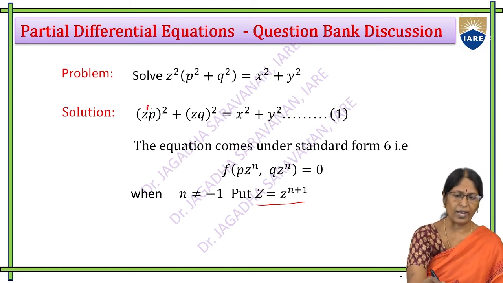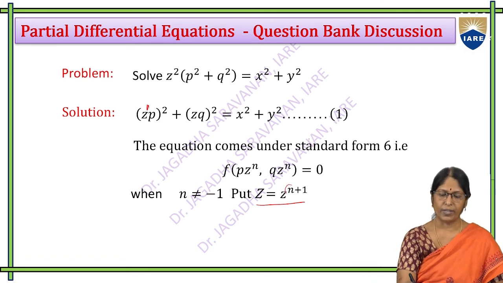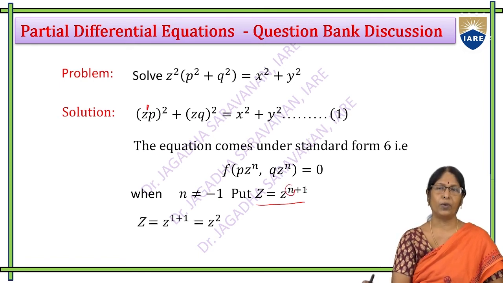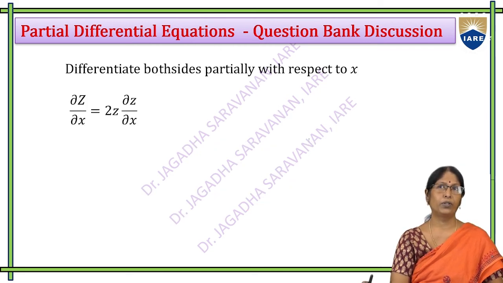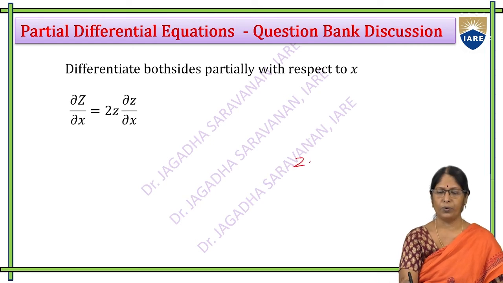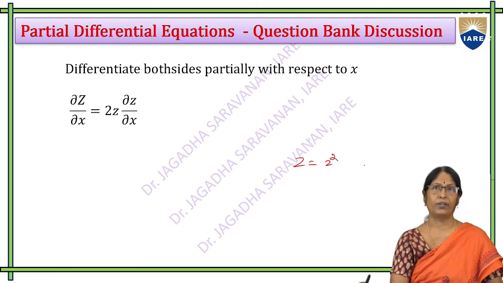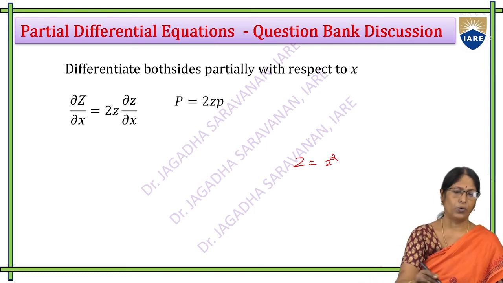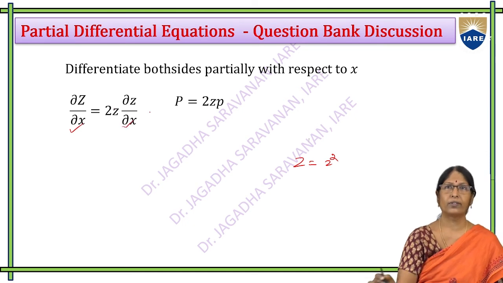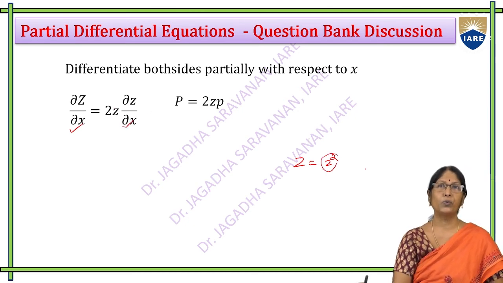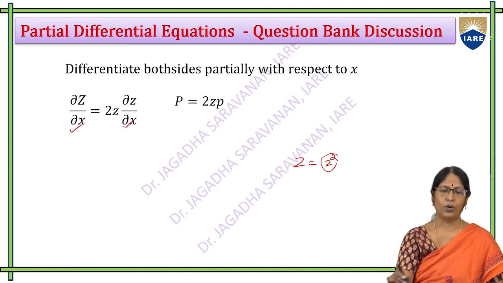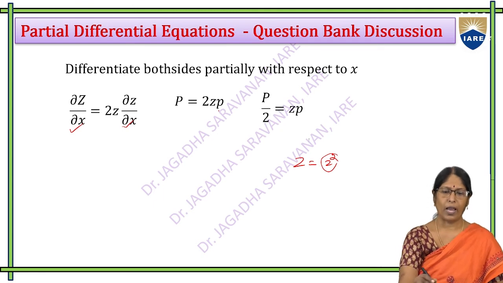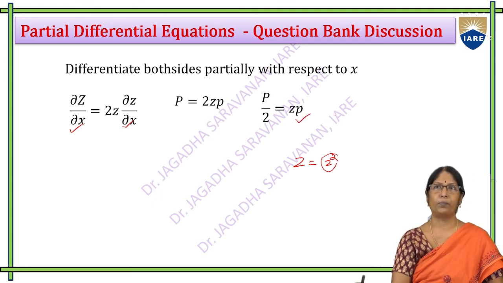Here we can notice that n is 1, so we will substitute capital Z equal to z square. Now, having obtained capital Z equal to z square, we differentiate partially with respect to x. So dou Z by dou x is 2z dou z by dou x, so the capital P equals 2zp, and capital P by 2 equals zp.